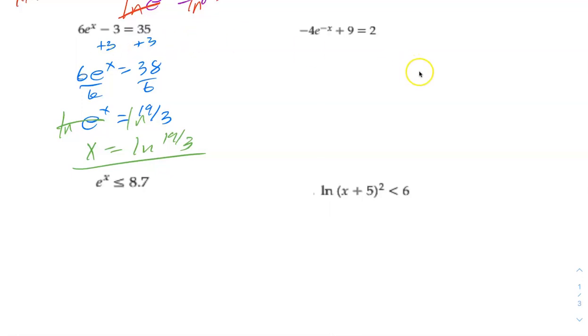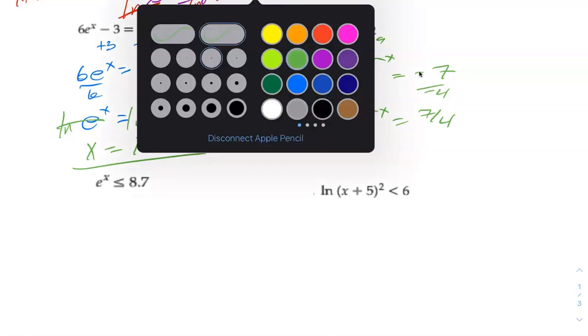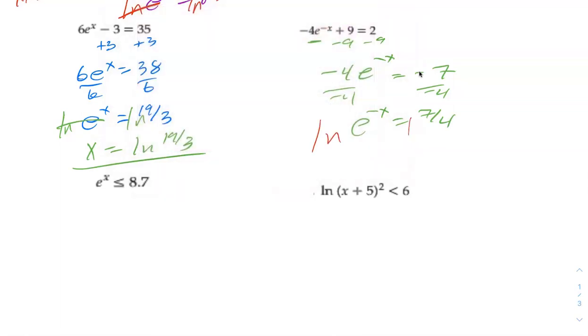Next one, which is very similar. Get the e by itself, so subtract 9. Negative 4e to the negative x equals negative 7. Divide by negative 4. e to the negative x equals 7 over 4. Take the natural log of both sides. Negative x equals natural log of 7 over 4. Divide by negative 1. X equals natural log of 7 fourths.